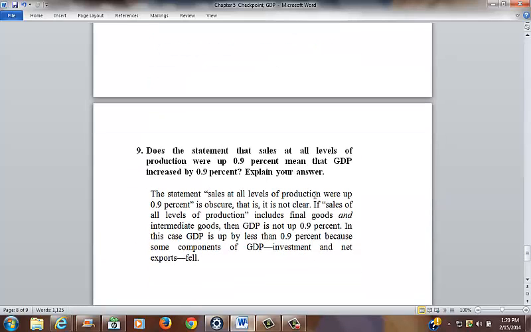Last question, number 9. Does the statement that sales at all levels of production were up 0.9% mean that GDP increased by 0.9%? Explain your answer. Well, the statement is obscure. That is, it's not clear. If sales at all levels of production includes final goods and intermediate goods, then GDP is not up 0.9%. In this case, GDP is up by less than 0.9% because some components of GDP, like investment and net exports, fell.